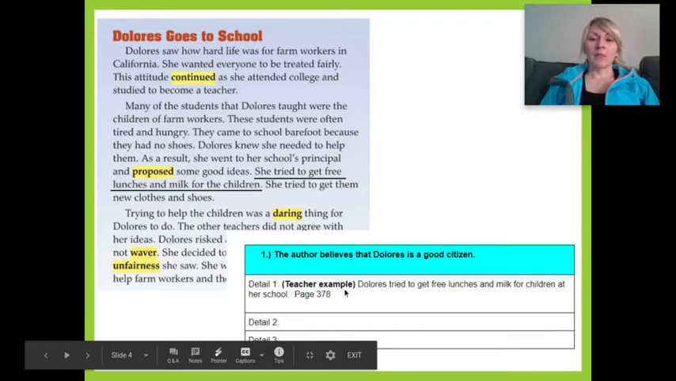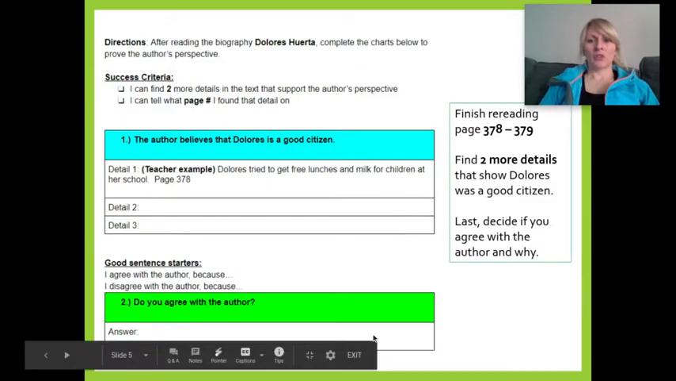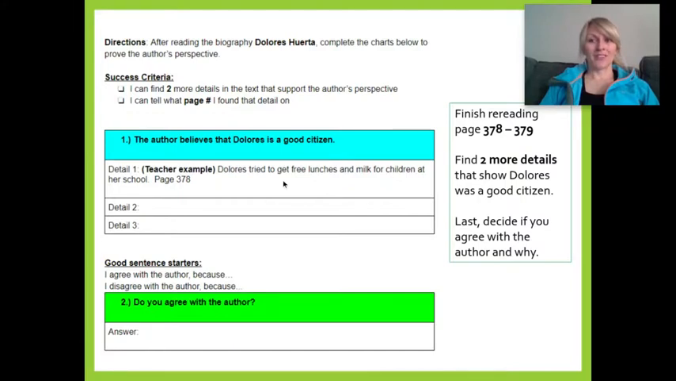So, what I'm going to ask you to do is practice what I just did. Continue reading the text, starting right here. You're looking for two more details that tell me how Dolores was a good citizen and shows citizenship. So, your question page looks like this. Here's the first one. It is already there for you. We just found that one. You are going to be filling in detail 2 and detail 3 today.